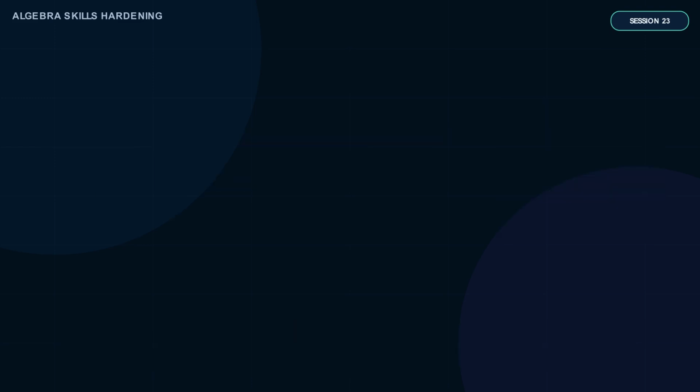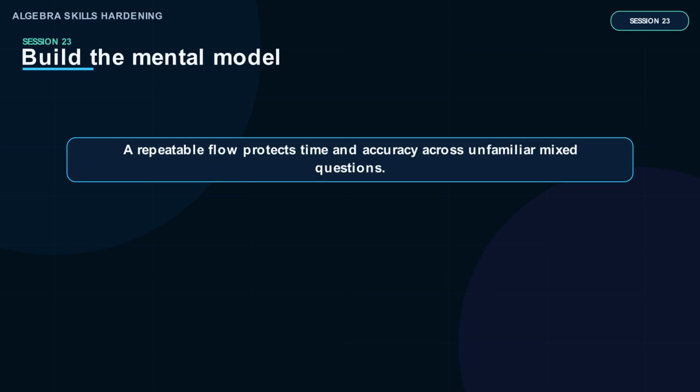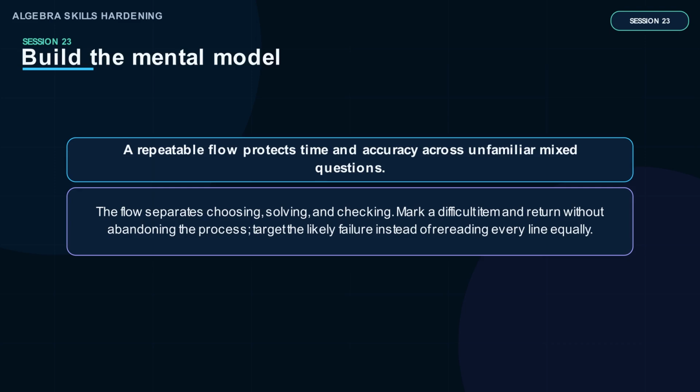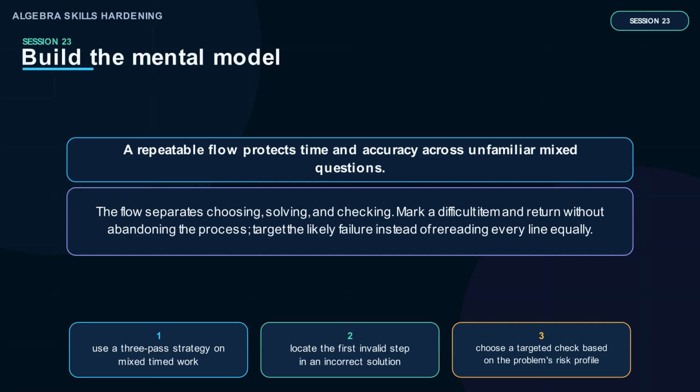Start with this picture. A repeatable flow protects time and accuracy across unfamiliar mixed questions. The flow separates choosing, solving, and checking. Mark a difficult item and return without abandoning the process. Target the likely failure instead of rereading every line equally. The key distinction is this: use a three-pass strategy on mixed timed work.